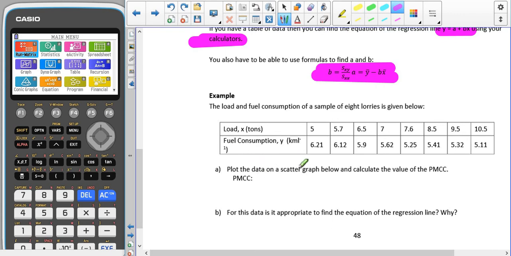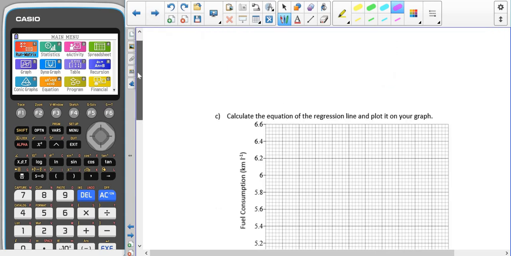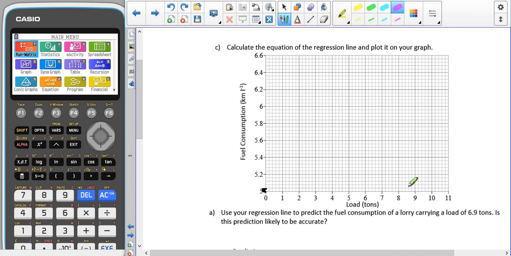So first of all, we need to plot the data on the scatter diagram, and we need to calculate the value of the PMCC. The scatter diagram is just on the next page. So we need to plot these points on the graph. I am going to pause the video to do this. For more information on this, please watch the scatter diagram video. Just pointing out the scale of the graph. Each little square going across is going to be worth 0.2 because we have 5 little squares going between 0 and 1. And each square going up is going to be worth 0.04.